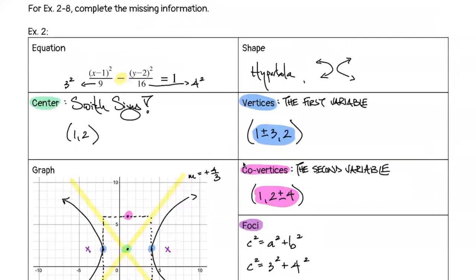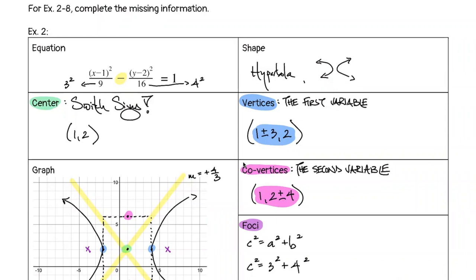So if the X is in the front, you're right that tells us it opens sideways. But the number under the X will still tell us how far we go out side to side. And the number under Y will still tell us how far to go up and down. Okay, regardless if Y is in the front or X. Right. Yeah. Okay. Thank you. You're welcome.